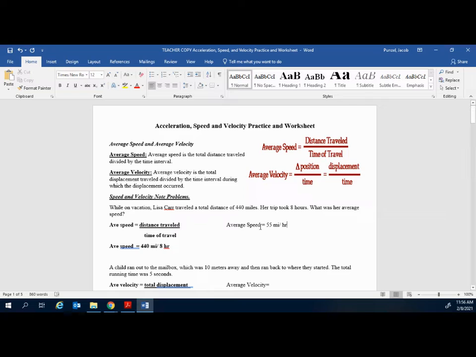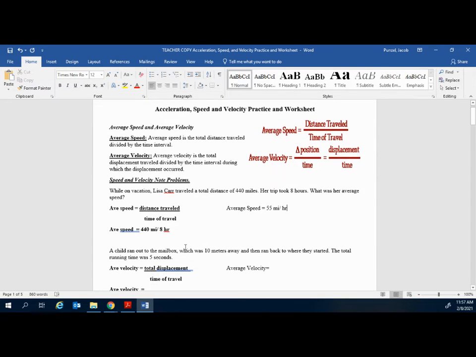This is where it is important to have the correct metric and make sure everything lines up. So if it's meters per hour, meters per second, kilometers per hour, that's what it should be. In this scenario, it was miles per hour. So it's going to be 55 miles per hour, taking 440 divided by 8.